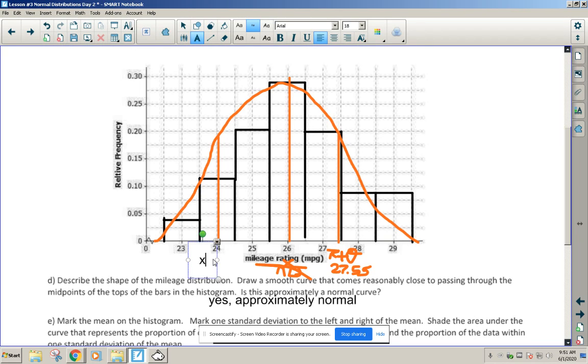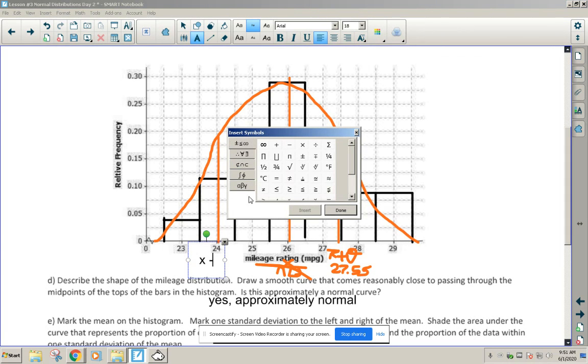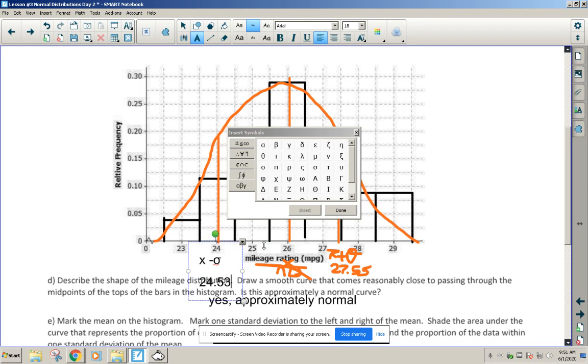And I'll just type this one over here as x minus a standard deviation. And that was 24.53. Okay.